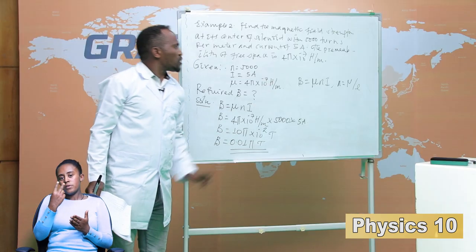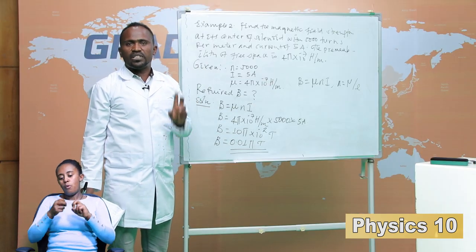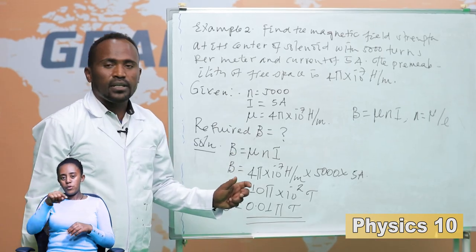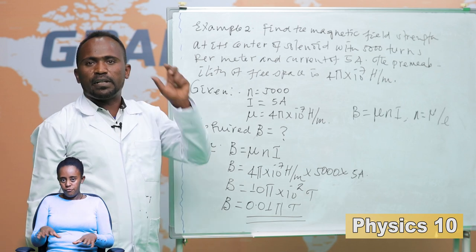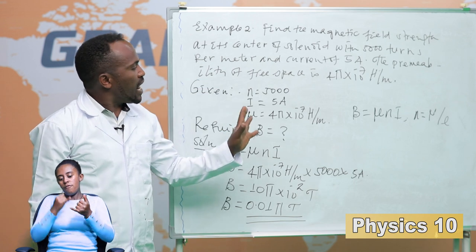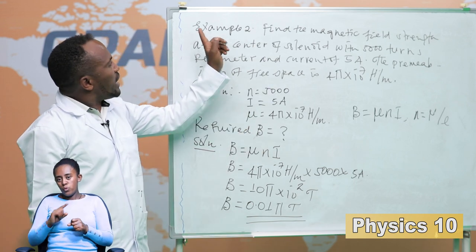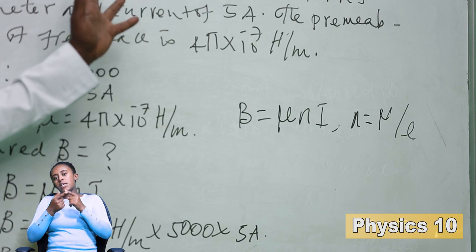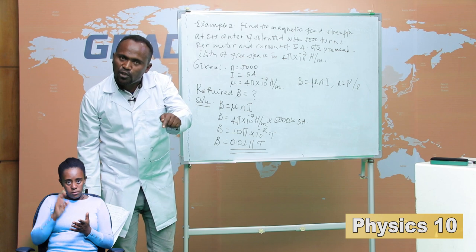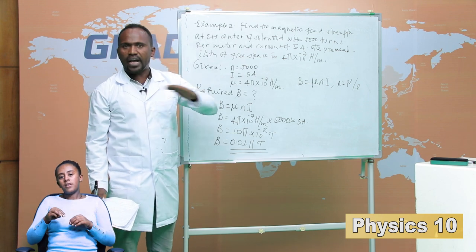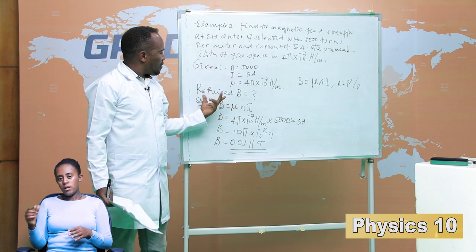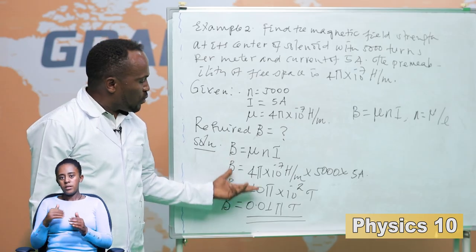Therefore, by using this formula, we did two problems concerning this. The first one is how to solve for the magnetic field of a solenoid. The current is given, the permeability of free space is given, and the number of turns of the wire is also given. This is how to calculate. The second equation is this one: find the magnetic field strength at the center of the solenoid, because at the center of the solenoid, the magnetic field is strong and uniform. This is given, and what is required is the magnetic field, and then we solve.